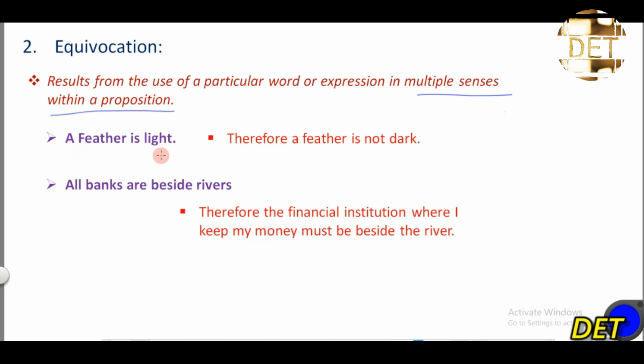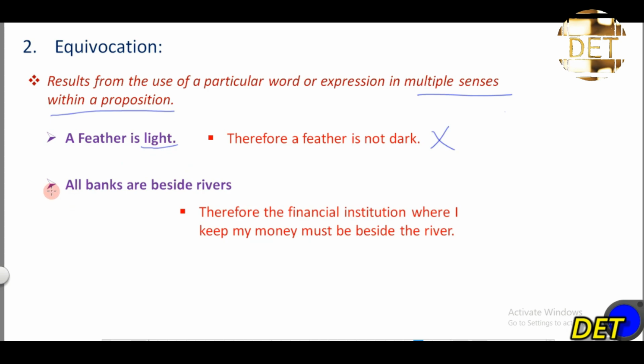So for instance, a feather is light. Someone might conclude that therefore a feather is not dark. So this word light here can be used in multiple senses, right? It can be used in multiple ways. So a feather is light. We are not talking about light here, but we are talking about not being heavy. So somebody that is concluding that therefore a feather is not dark, this is fallacy of what? Of equivocation, because light here does not imply light as opposed to dark. It implies that it is not heavy, right?